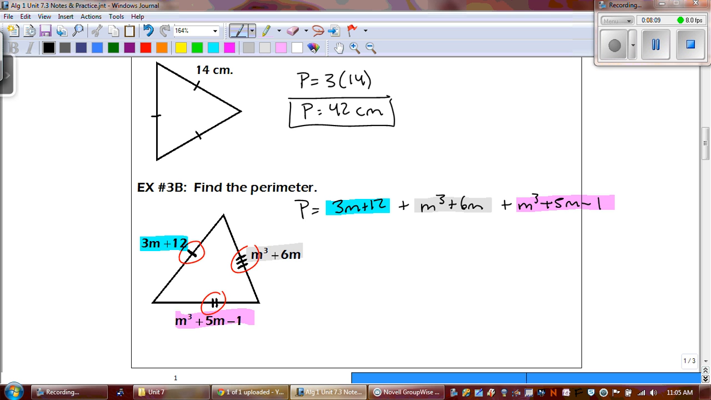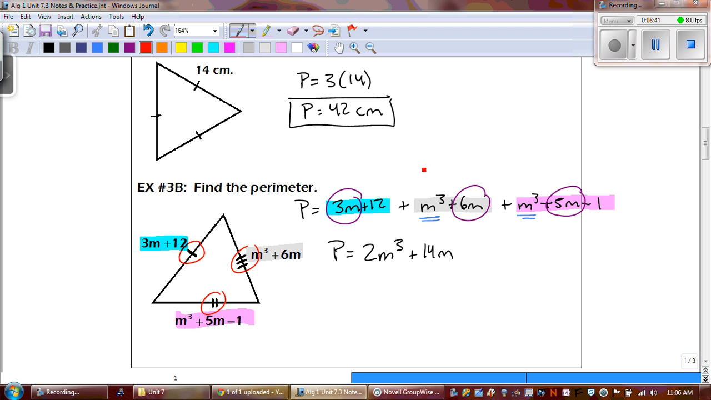Okay? So let's find our like terms. We have the m cubed and the m cubed. So together we have 2m cubed. What else is the same? I got 3m plus 6m plus 5m. Those are all the same. 3 plus 6 is 9, and 9 plus 5 is 14m.